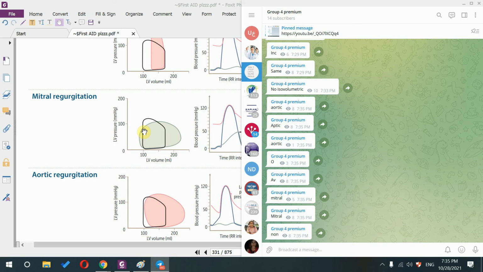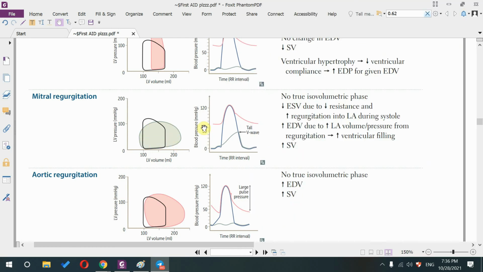So during isovolumetric relaxation and isovolumetric contraction, the valve is supposed to be closed. But in regurg, they cannot close. That's why it's always twisted. See, guys, it's twisted here, it's twisted there. So none. It's supposed to be none. So decreased end systolic volume due to decreased resistance and increased regurg into the left atrium during systole. So in that case, you will have much less end systolic volume.